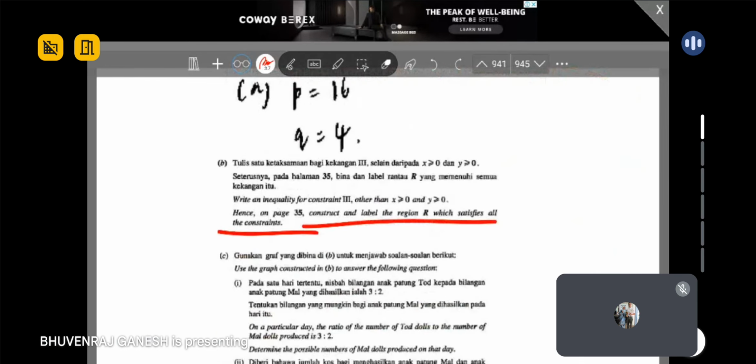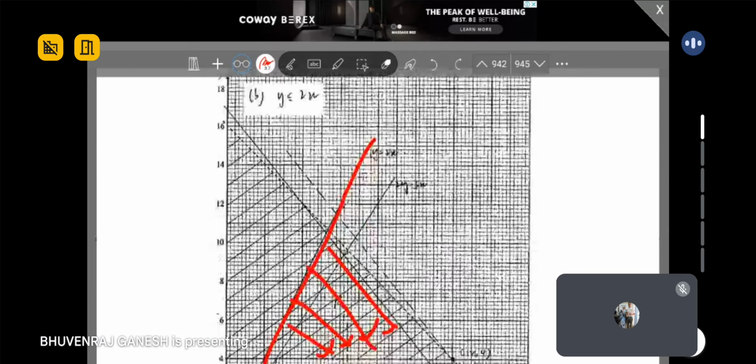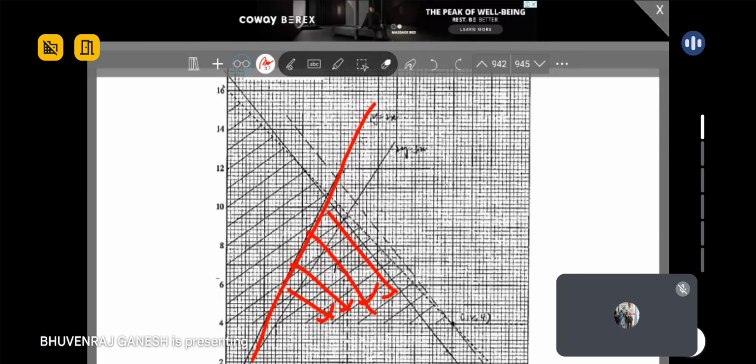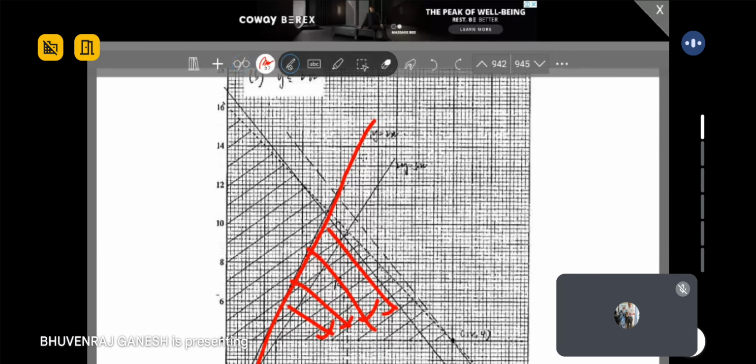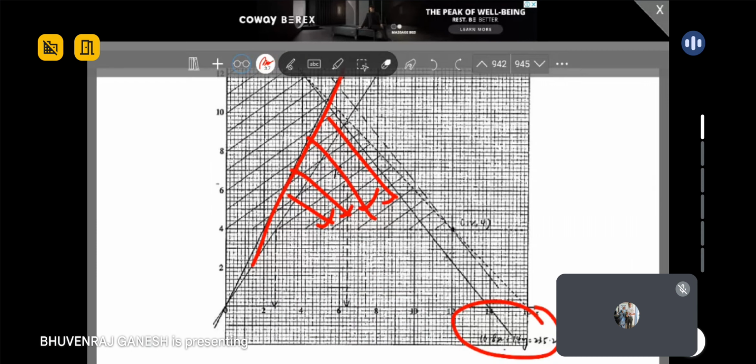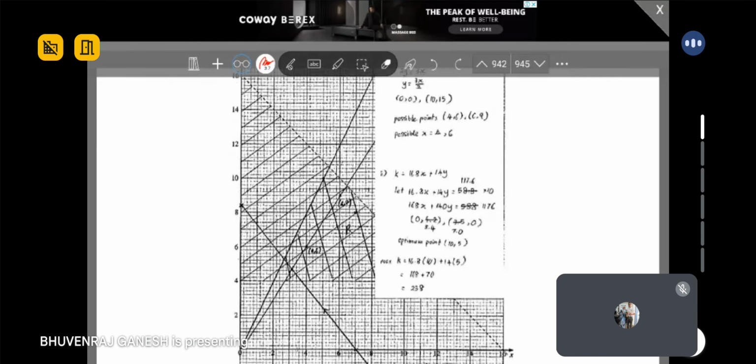Total number x plus y less than or equal to 16. So it's going to be this line, this one over here. Sorry, never mind, I'll show the answer easier. So it's something like this. Your shaded region should look something like this over here.